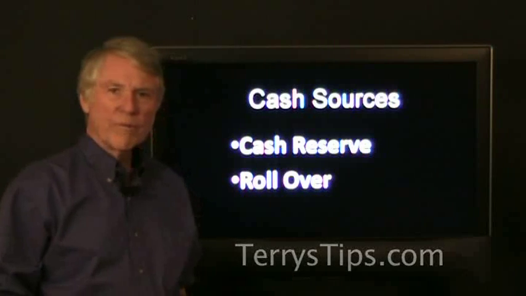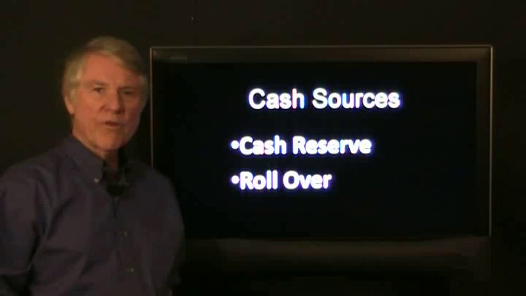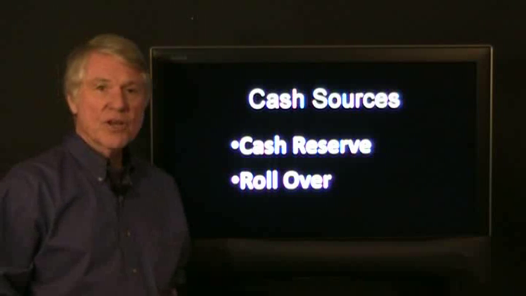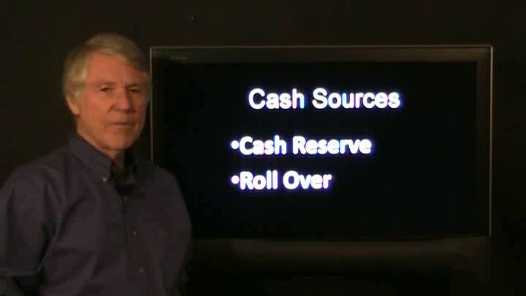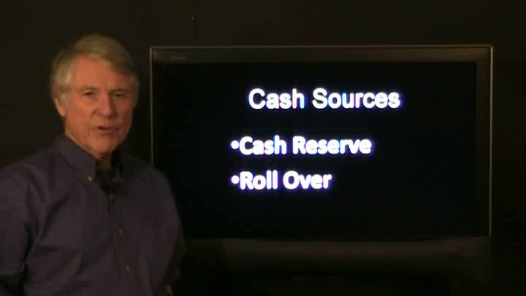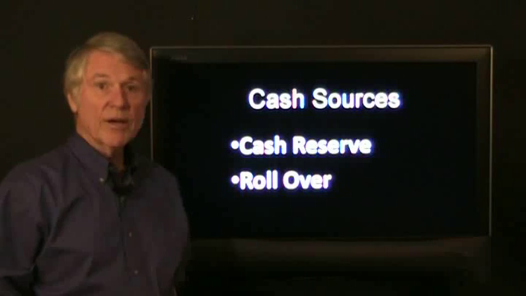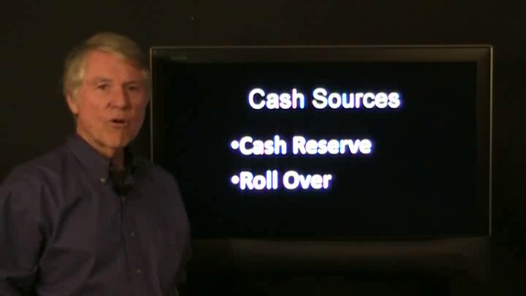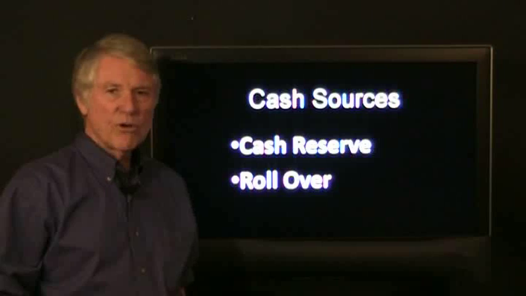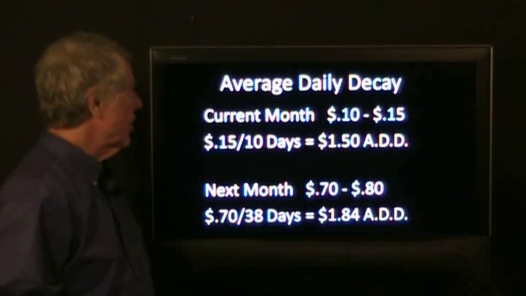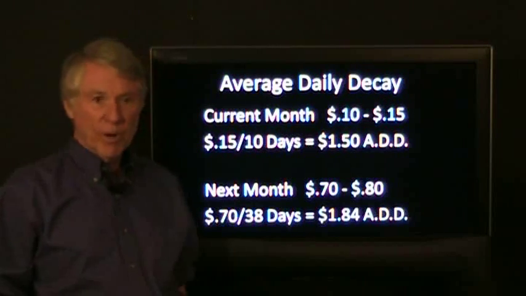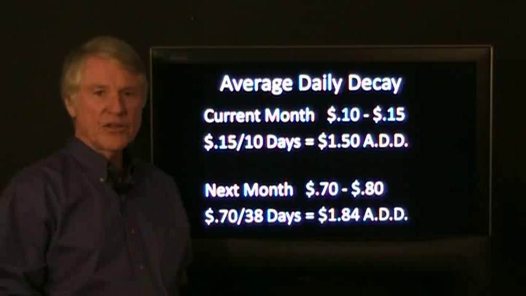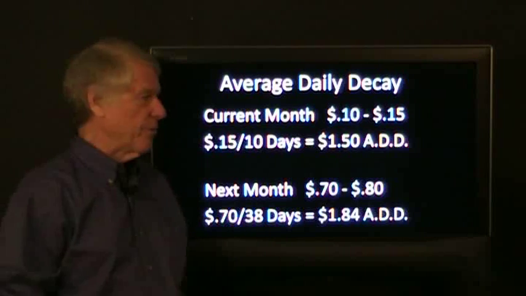Secondly, you can roll over some of the current month short options you've got to the next month and generate some cash. If the stock has fallen over the course of the month, that means that the options at the other end of the spectrum, the higher strike options, probably have very little decay left, and you might consider rolling them over to the next month. We use a concept called average daily decay to determine at what point you should roll over, buy back the current month options, and sell the same strike next month options.